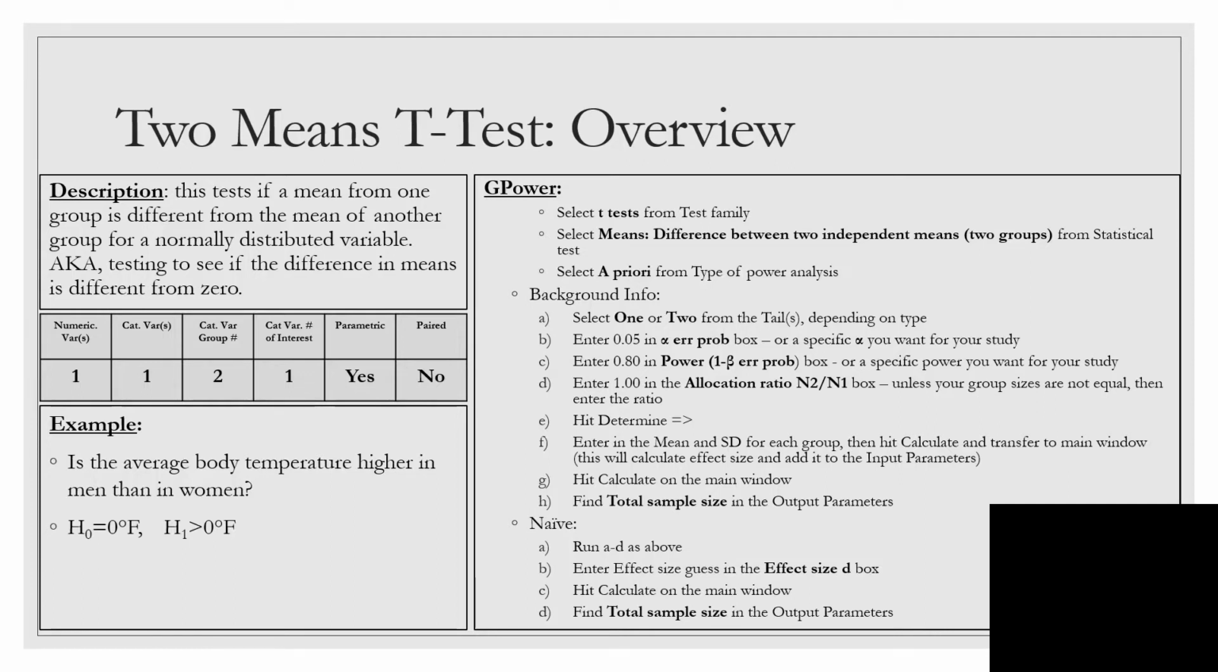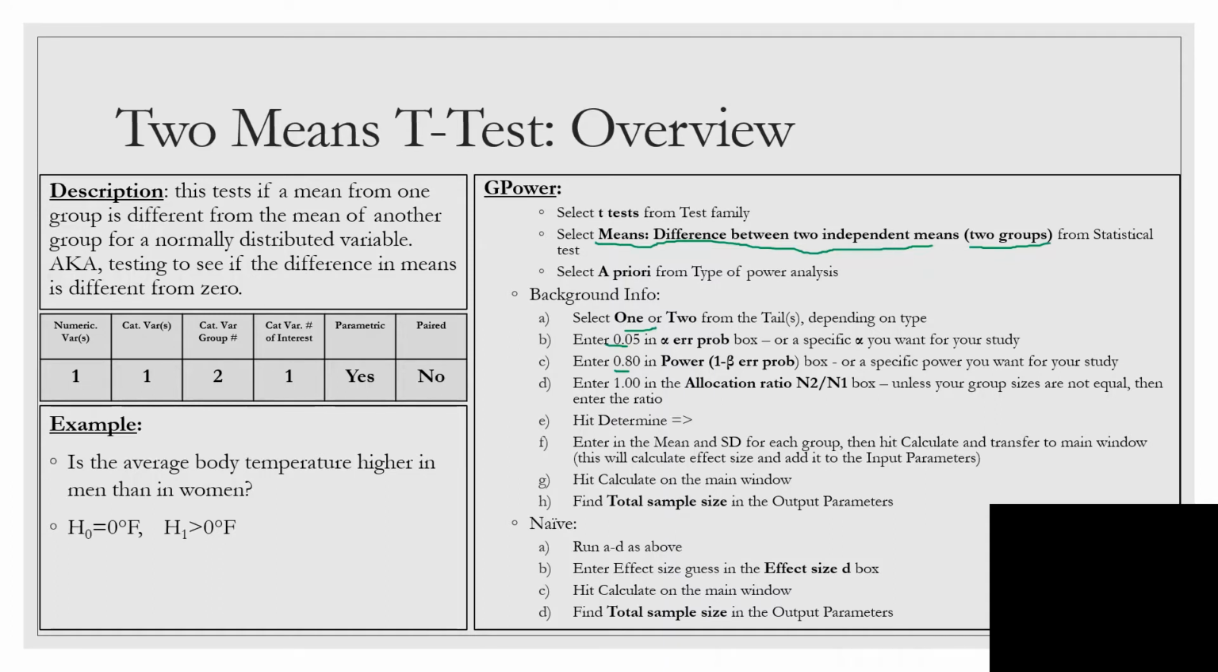To do this in G-Power, t-test, then means: difference between two independent groups, or two groups. Add your tails, alpha and power, but now you need to add a third, which is the allocation ratio. You can enter 1.0 if your group sizes are equal, but G-Power can work with unequal group sizes, depending on if N2 and N1 are different, so the two group numbers.